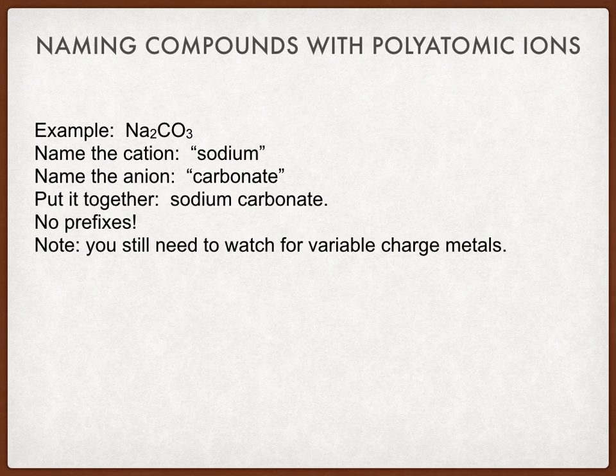So this is just another example. Example is Na2CO3. You know the cation, it's sodium. You don't have to put disodium or anything like that. We don't do that with metals. So there's no prefix in front of that, just sodium, and then you have to name the anion. In this case, this one's carbonate. So sodium carbonate, and that's it. Again, you need to watch out for the variable charge metals though, because when you have variable charges, you have to show parentheses with Roman numerals.